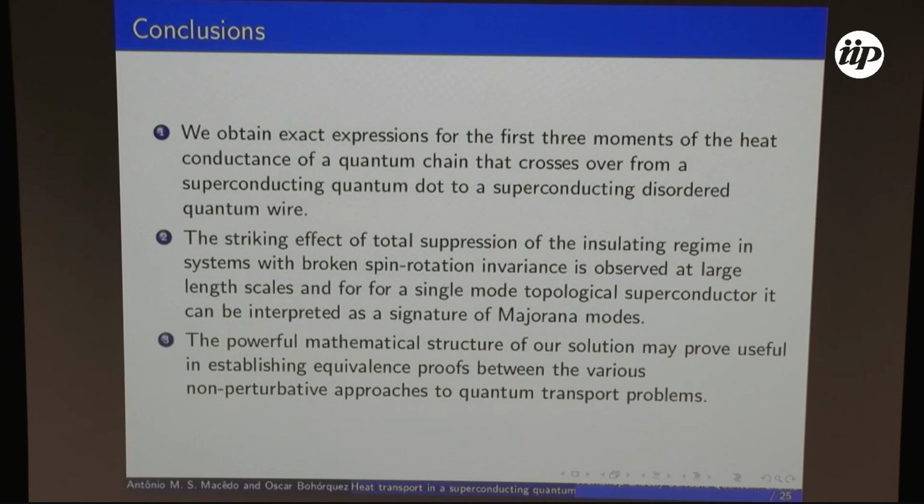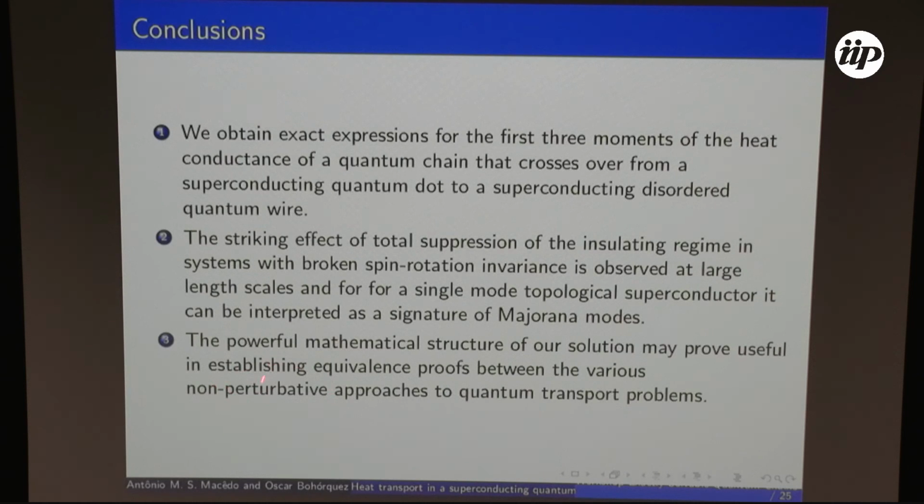Okay, let's go to the conclusion. So we have obtained exact expressions for the first three moments of the heat conductance of a quantum chain crossing over from a chaotic superconducting quantum dot to a superconducting disordered quantum wire. And we've seen this striking effect of total suppression of the insulating regime. So there is no Anderson localization in the problem if you have broken spin rotation invariance, and this is observed at very large length scales. And for a single mode, if you realize the system in a topological superconductor, I can interpret it as a signature, a condensed matter signature of a Majorana mode.